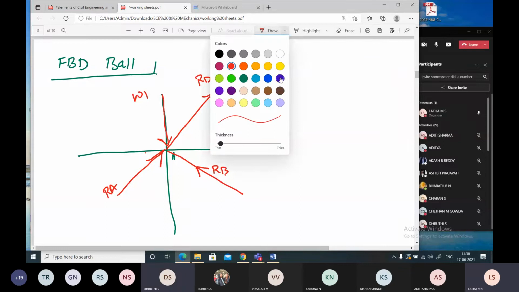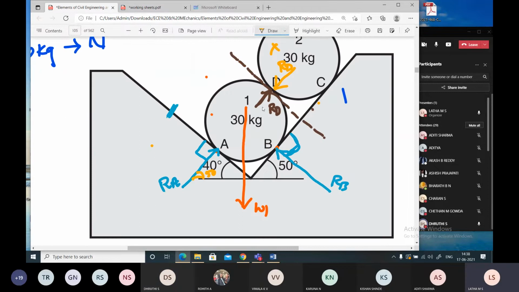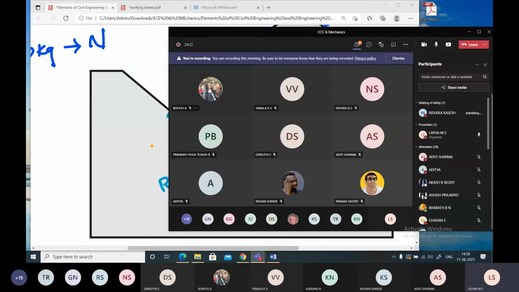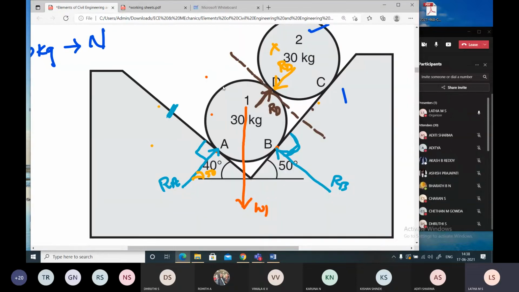Ma'am, can't you take the RD direction towards the center? Yes, you can take. No problem. Any direction is valid. Towards the center is also valid, and away from the center is also valid. No issue. Okay.